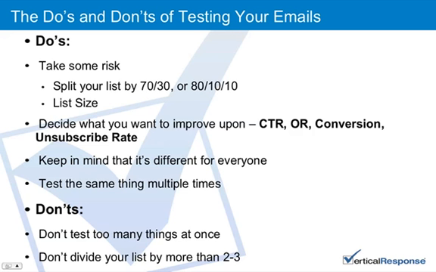And then don't divide your list by more than two or three. We talked about that above, somewhere there. The more lists you have, the less accurate the results are. So you just want to keep it relatively simple.